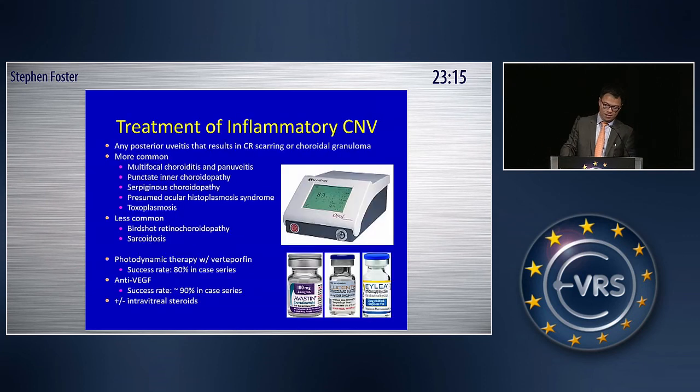And inflammatory choroidal neovascularization, of course, is something that can cause scarring or choroidal granuloma. The most common causes are multifocal choroiditis and panuveitis, PIC, serpiginous, presumed ocular histoplasmosis syndrome, and toxoplasma. The least common are Behçet's and sarcoid. Now, you can do PDT with verteporfin, and the success rate is about 80% in case series. You can also use anti-VEGF, or sometimes a combination of both, plus or minus intravitreal steroids.